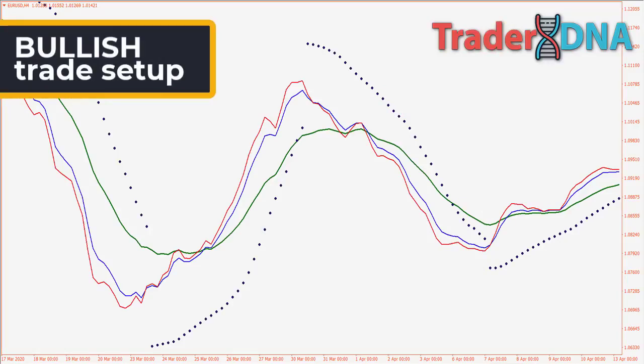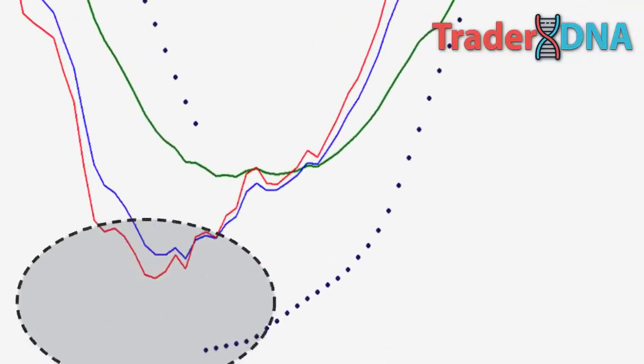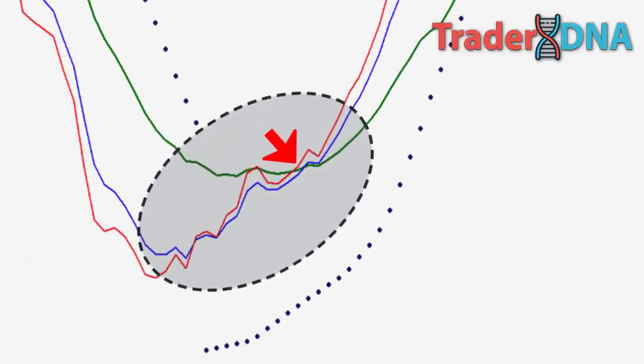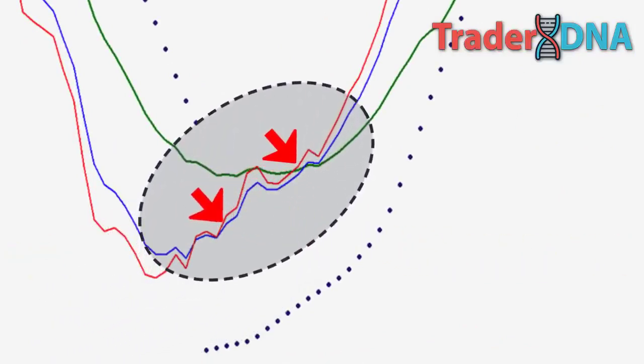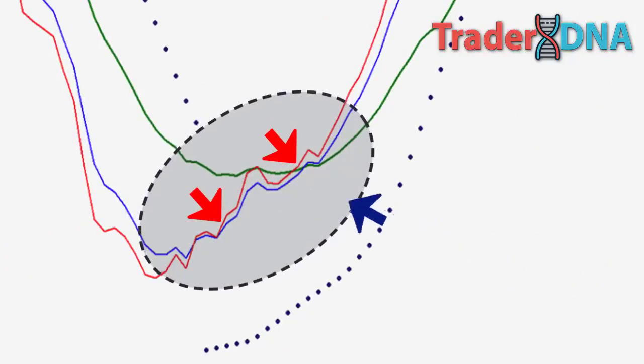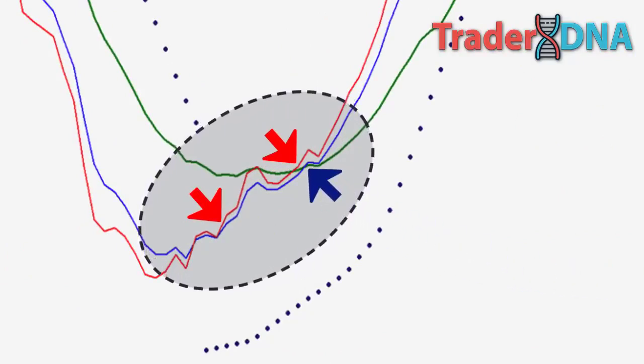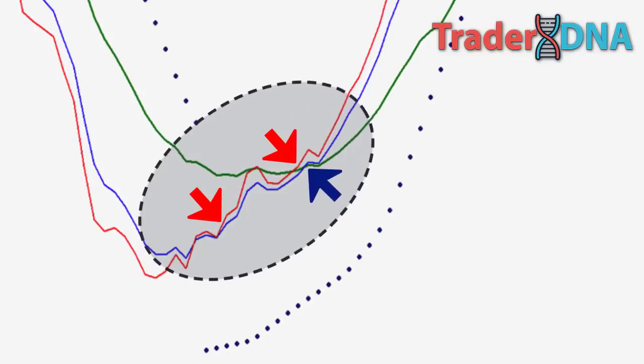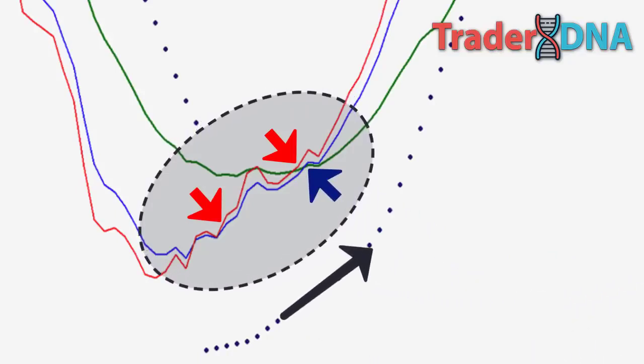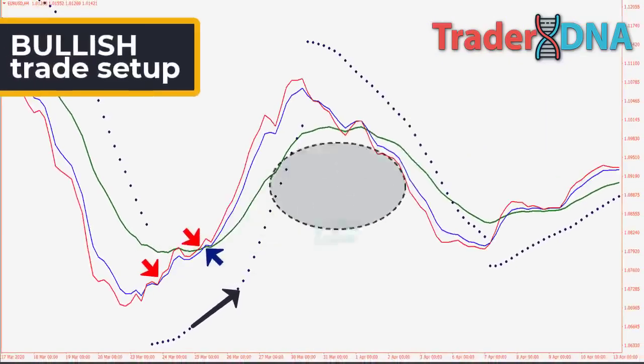First, the red 5 EMA line crosses above the green 13 EMA line and blue 8 EMA line. Second, the blue 8 EMA line crosses above the green 13 EMA line. Third, the parabolic SAR dot appears below price candles. Check all these conditions are true, then place a buy order.